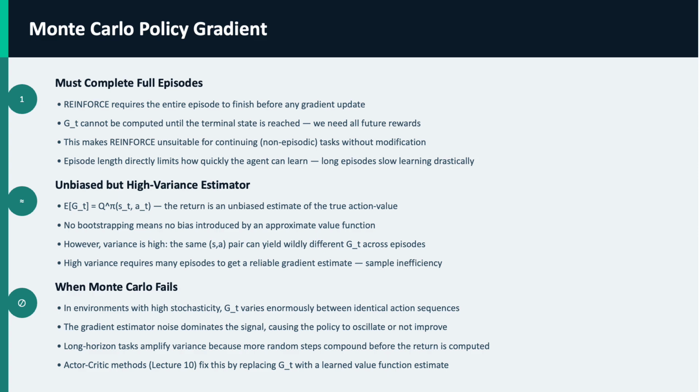REINFORCE's use of Monte Carlo returns has a critical practical implication. The entire episode must complete before any gradient update can be computed. G_t requires all the rewards from time step t to the end of the episode, so you can't update the policy mid-episode. This makes REINFORCE unsuitable for continuing tasks that don't have natural episode boundaries, and severely limits its applicability to long horizon problems where an episode might take thousands of steps to complete.